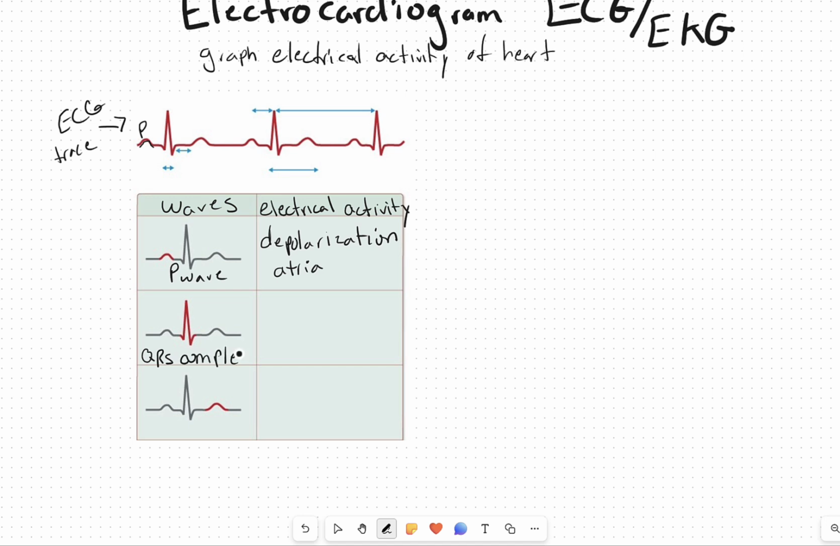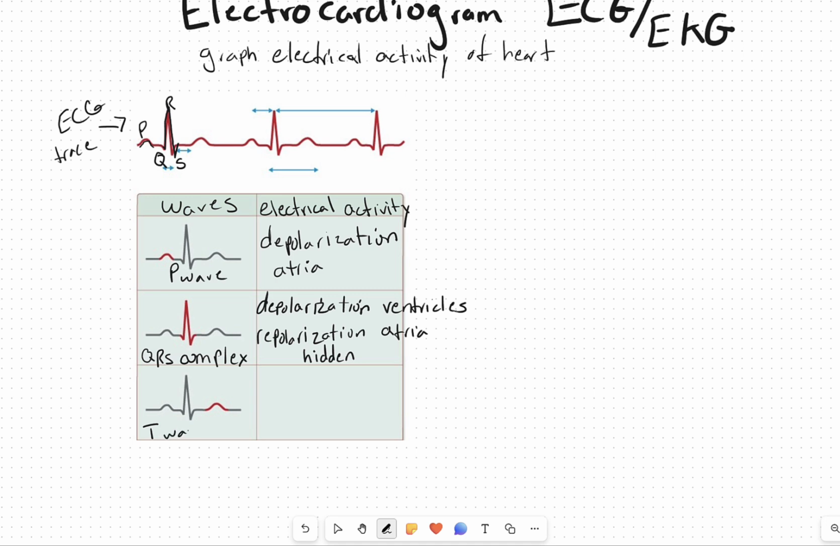The next wave that's important is called the QRS complex. This is technically 3 waves that are so close together we look at them all as one. During the QRS complex, we see the depolarization of the ventricles. So this is when the ventricles will be contracting, and then the repolarization of the atria. The repolarization of the atria is a much smaller electrical signal and isn't seen on the EKG.